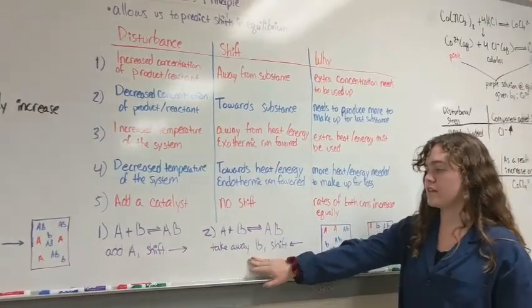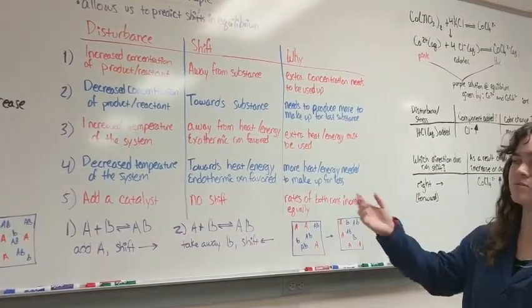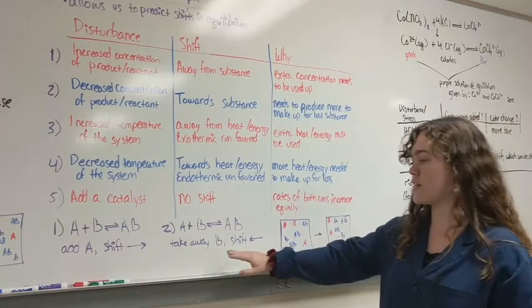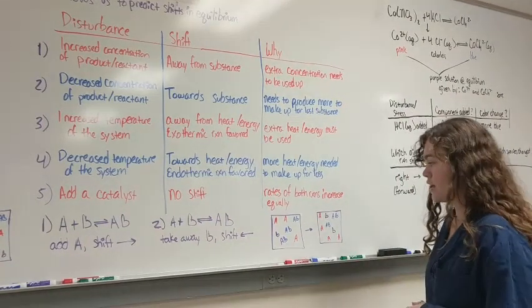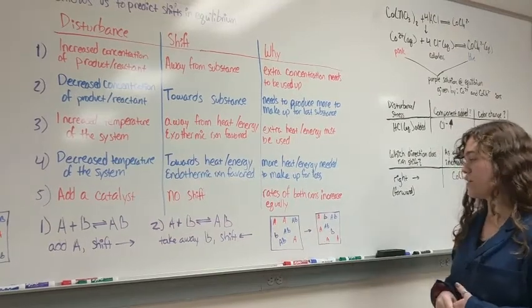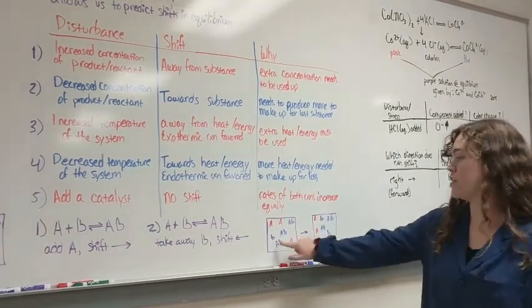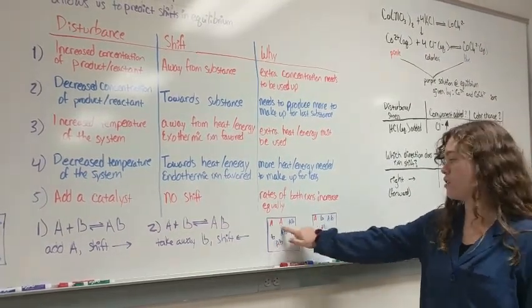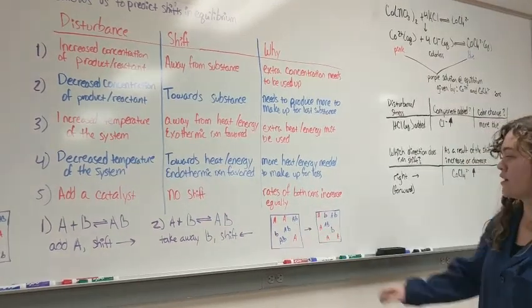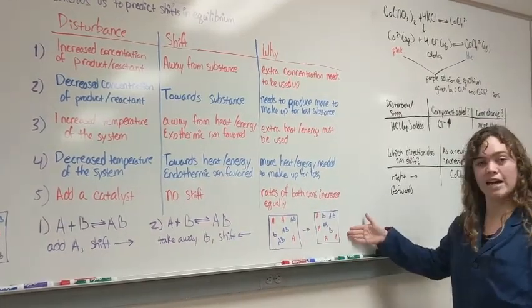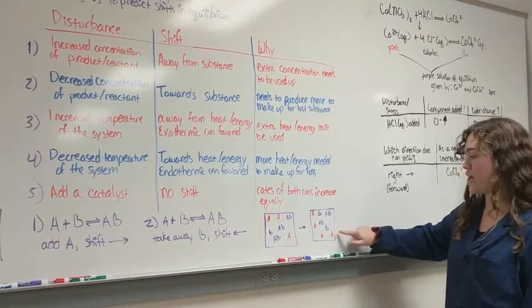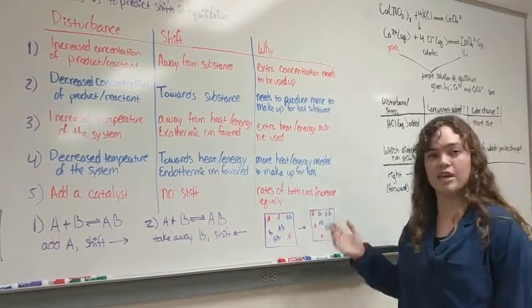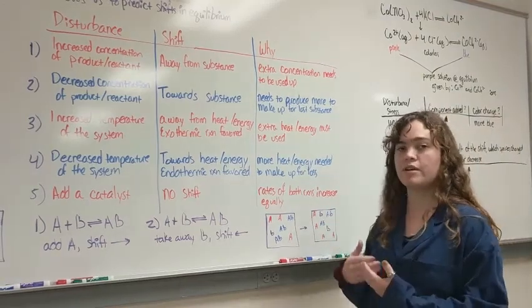The second one is another example just like the first one, but it's decreased. If you take away the reactants, and then again I drew another little picture of that, we have only 1B, 3A, and 3AB. After it shifts to counteract that change, you have 2B, 4A, and only 2AB because one of those AB molecules was broken up as it shifted to the left.